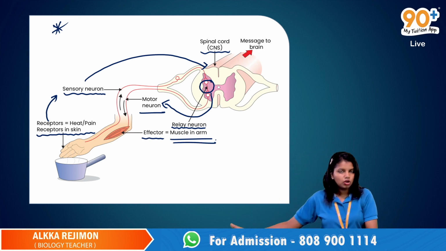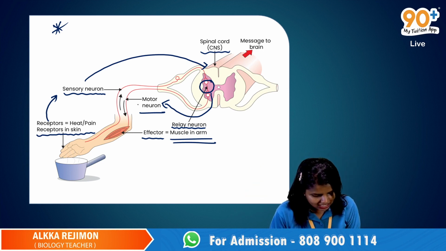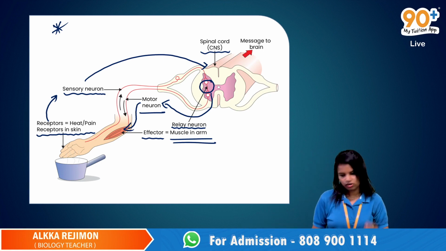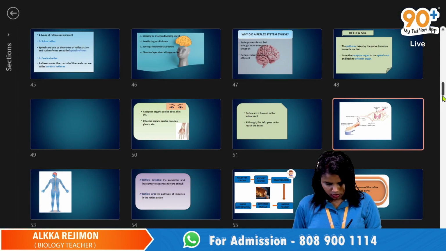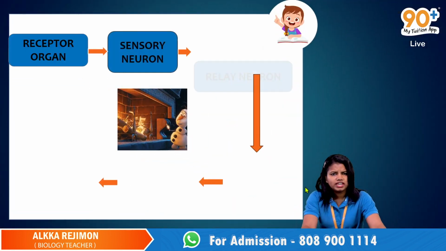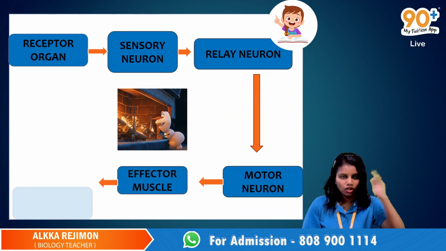So you have to basically move the muscles in your arm so that you can withdraw your hand, right? Here the motor neuron communicates this information to the final organ, that is the effector muscle or the effector organ. So here you can see the entire story, and this is one of the most important flowcharts in this chapter, one of the diagrams that you should always remember.